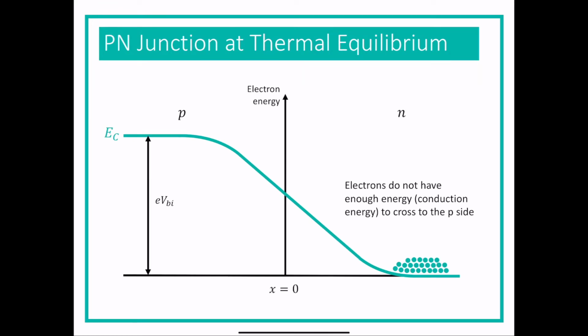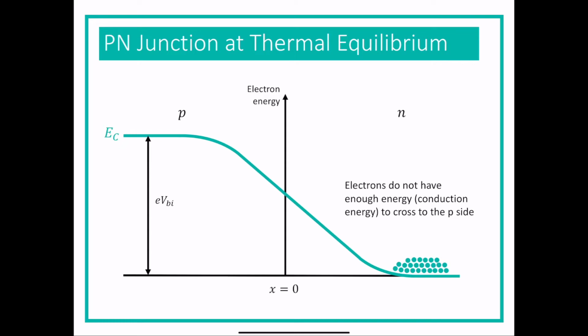When we have a PN junction at thermal equilibrium, we have a low amount of energy on the N side and a higher amount of energy on the P side where the conduction band is. And the electrons kind of gather at the point at which they can get to, which is before the built-in voltage and before the depletion region, and then they don't have enough energy to cross to the P side. So they just kind of gather and don't do much.